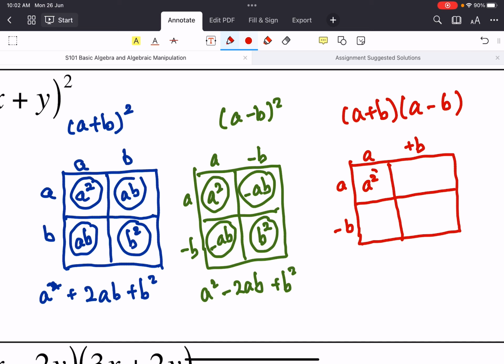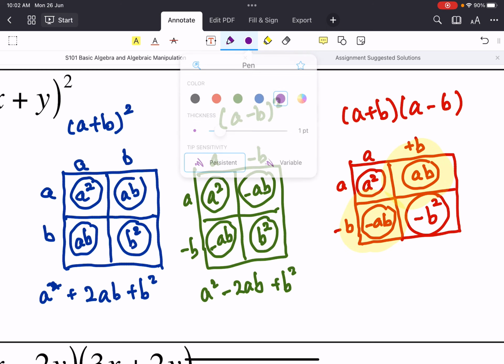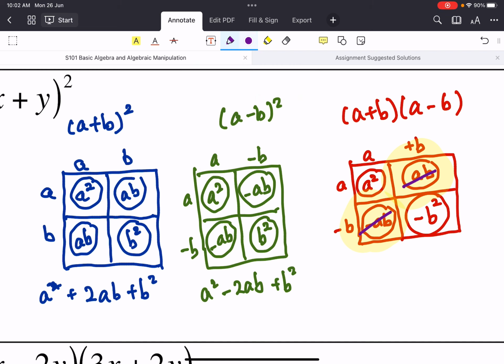Okay, so if you look at this now, same idea. Top left is a squared. Bottom right now is negative b times positive b, which gives us negative b squared, right? And then the top right corner will be ab. Bottom left is negative ab. So what happened? You realize that the ab and the negative ab cancel out each other, right? They become 0. So we are left finally with just a squared minus b squared. There we go. So this is how it looks graphically.